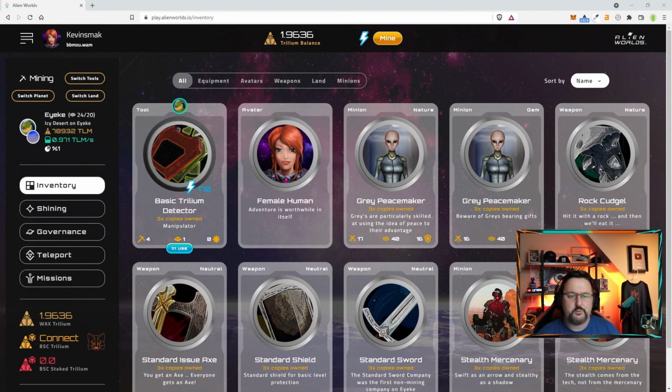in this game. If you don't know Alien Worlds, it's a simple game. The basic is you just log in, you click mine, and you go ahead and make Trillium. Trillium can be sold for WAX, and you can build up your WAX that way. If you want to know more about it, the full video of how it works, you probably want to watch that first. I'll put it up top so you can check it out.